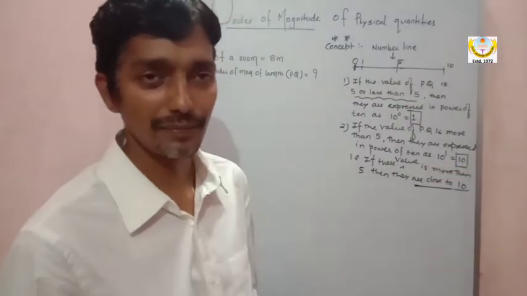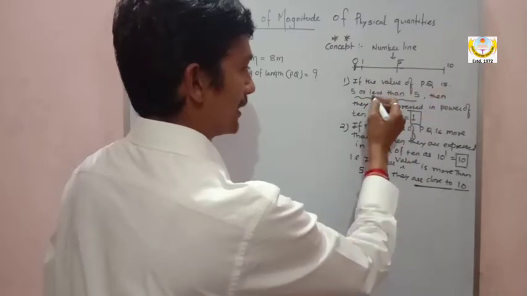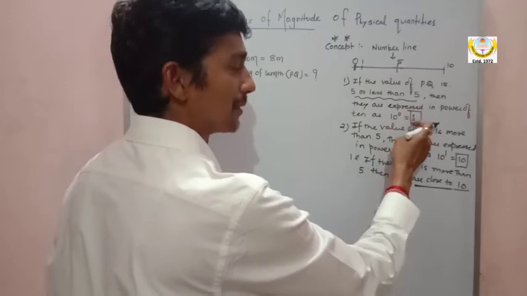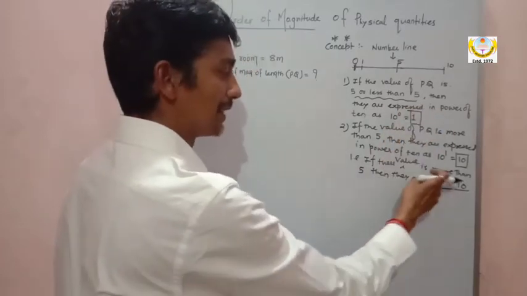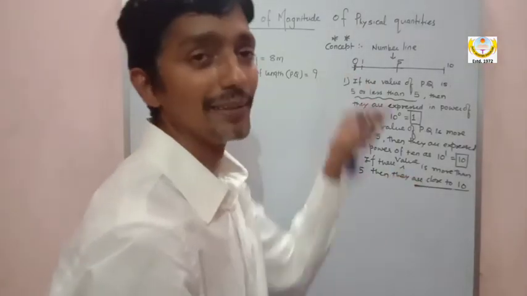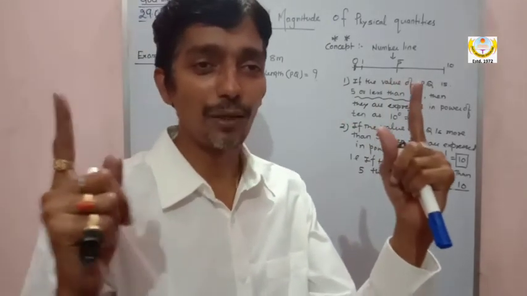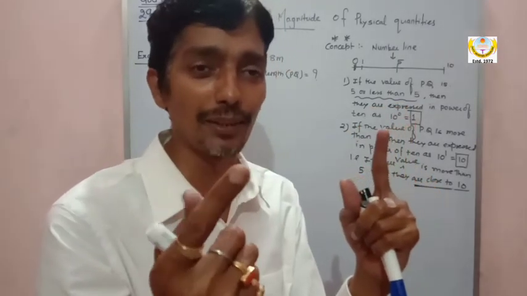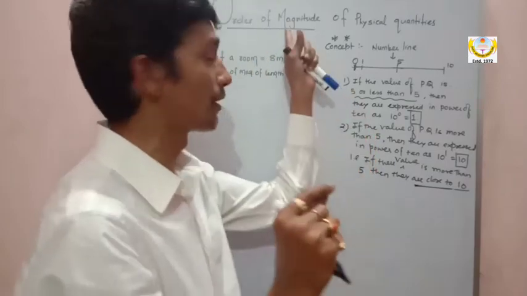But here, my dear, if the value of a physical quantity is 5 or less than 5, then they are expressed in power of 10 as 10 power 0, that is equal to 1. What is the meaning of this? If their value is less than or equal to 5, then they are close to 1. So there are two extremities, my dear. One is close to 1, written as 10 power 0. We have to mention it in power of 10. That is order of magnitude.